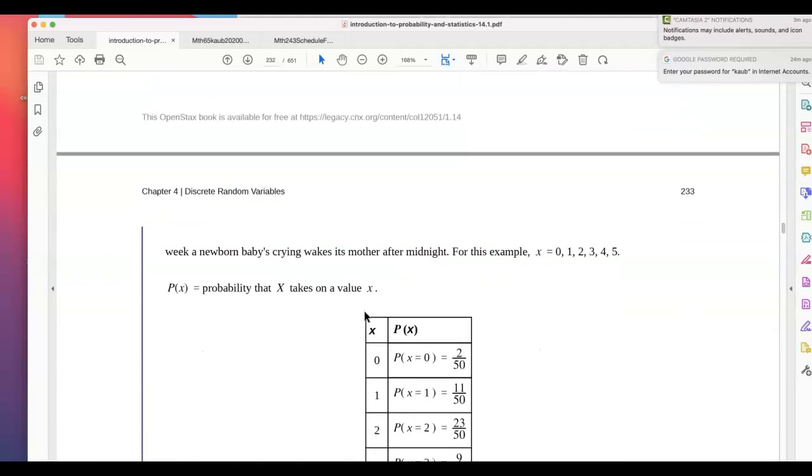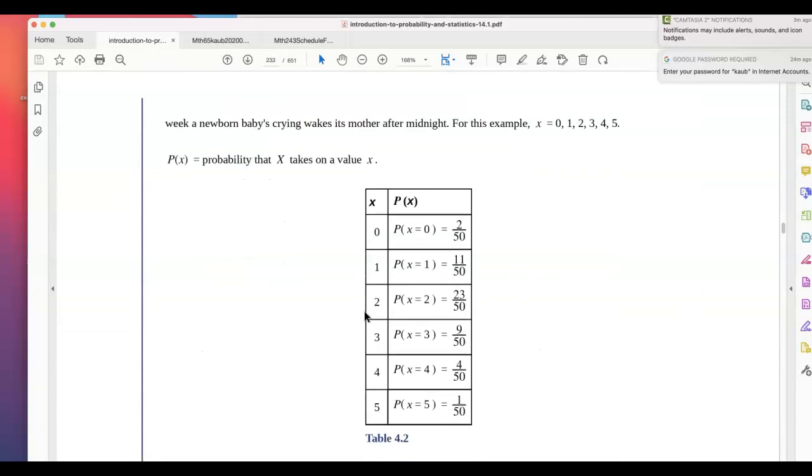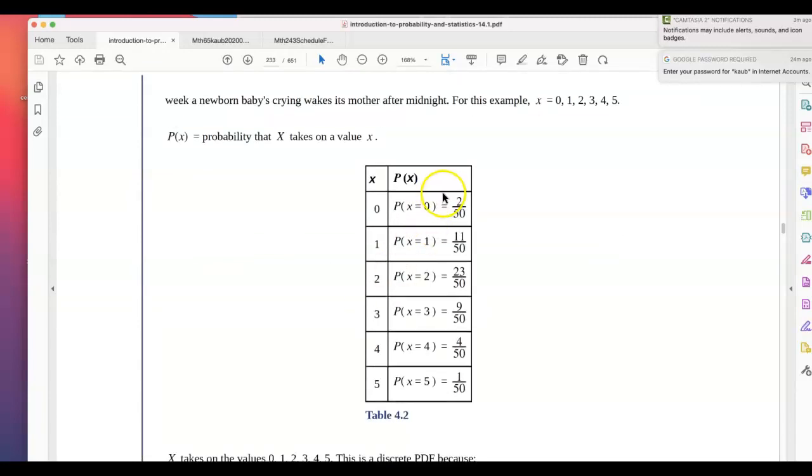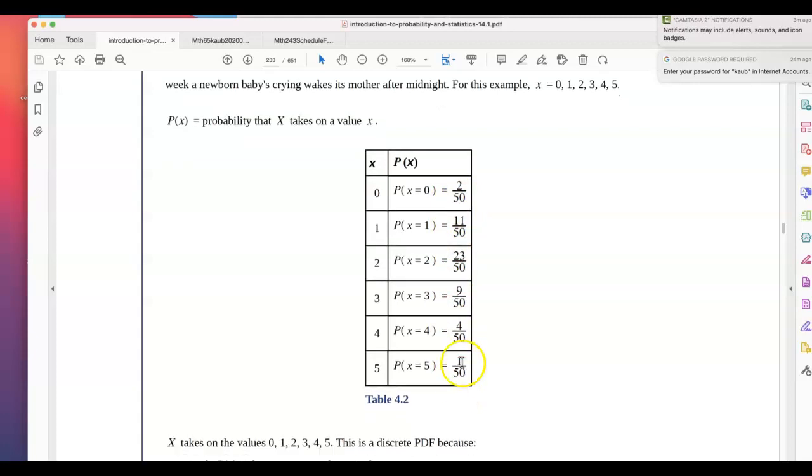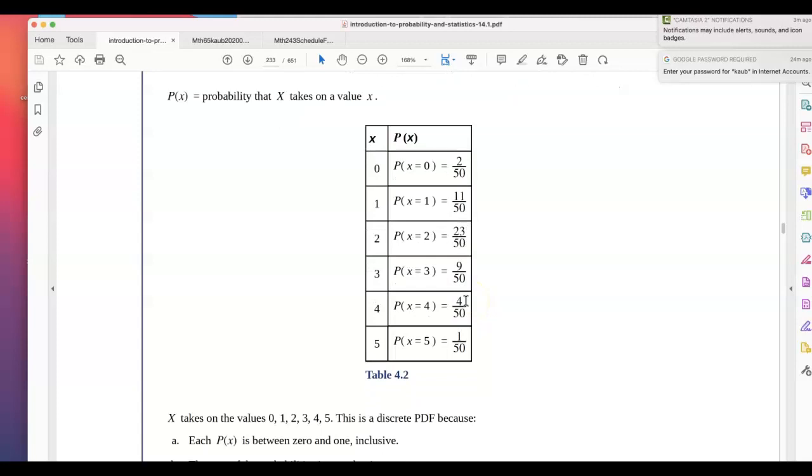Okay, so here's an example of a probability density table. All the probabilities are listed here from 0 to 5. That's all the choices in this problem. And it gives you the probabilities of each of those here. If you were to sum all of these up, you would get 1. All the probabilities are between 0 and 1 here. So this makes a probability density function.